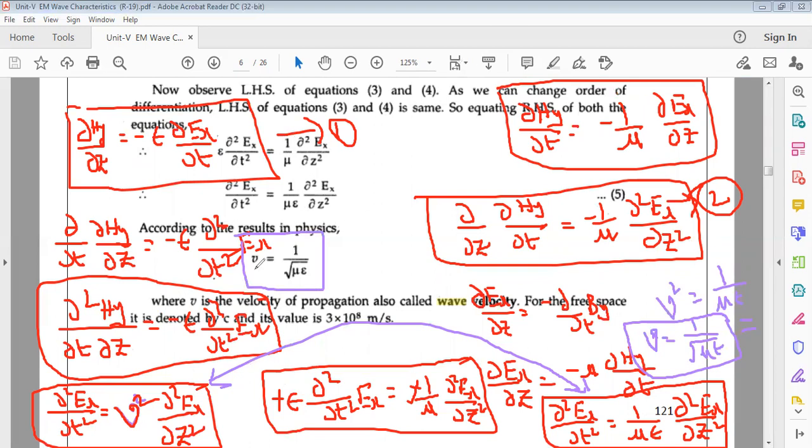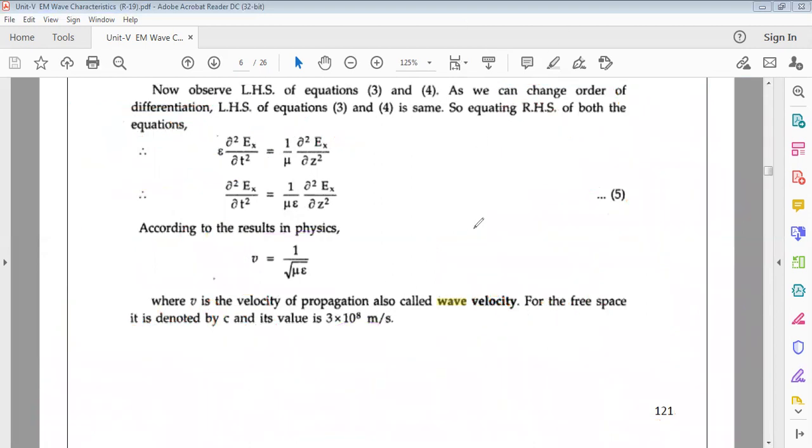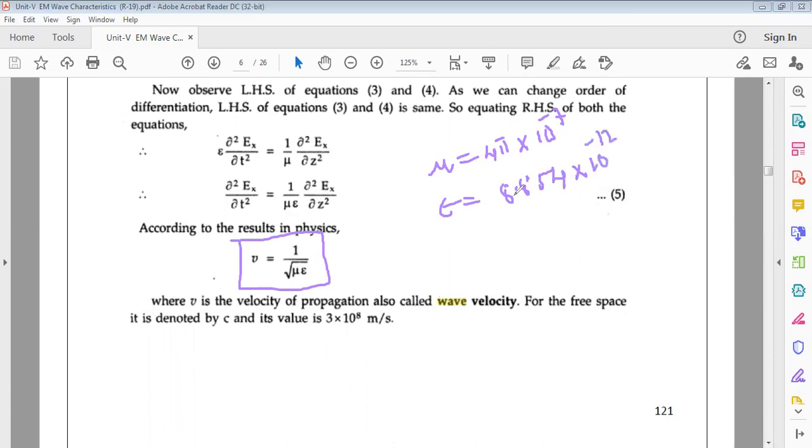So according to the results in physics, the velocity of propagation is also called the wave velocity. For free space, it is denoted by c and its value is 3 into 10 to the power of 8 meters per second. Got it, my dear students? The velocity of propagation, also called wave velocity, v is equal to 1 by under root of mu epsilon, where mu is equal to 4π into 10 to the power of minus 7 and epsilon is equal to 8.854 into 10 to the power of minus 12. Take the under root of these two, which is approximately equal to 3 into 10 to the power of 8 meters per second.